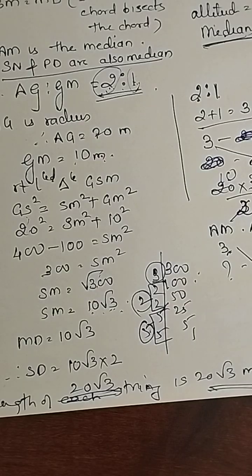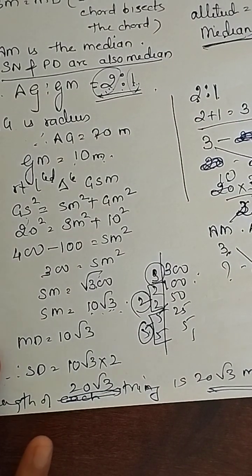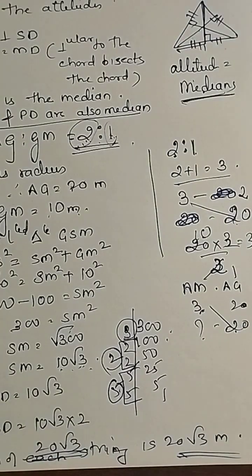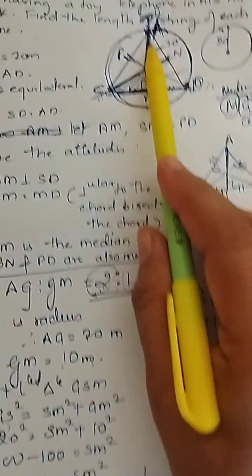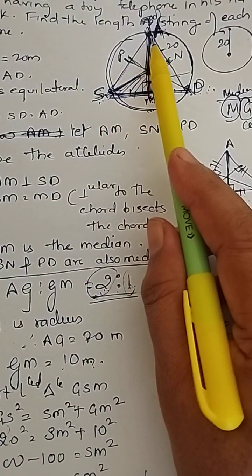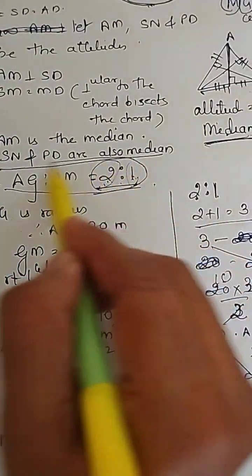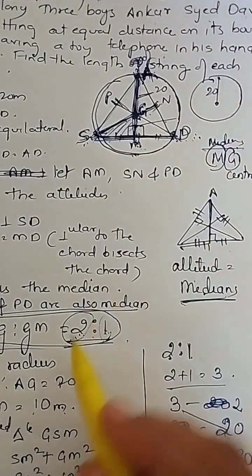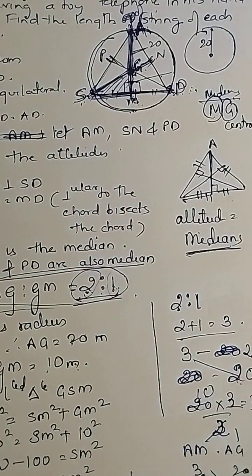I hope you followed. A little tricky. There is one more method of solving this, but I think this is much easier. The second method is taking the sides as x and considering this right angled triangle and then solving that. But instead of that, I think this is simpler. You only have to know this concept of median. Remember, always a median divides in the ratio of 2:1. Very simple concept. Try understanding.